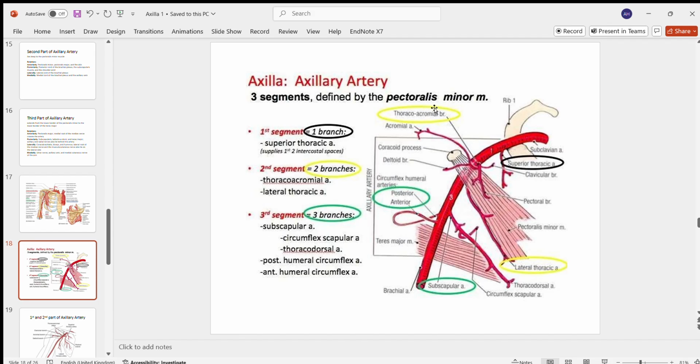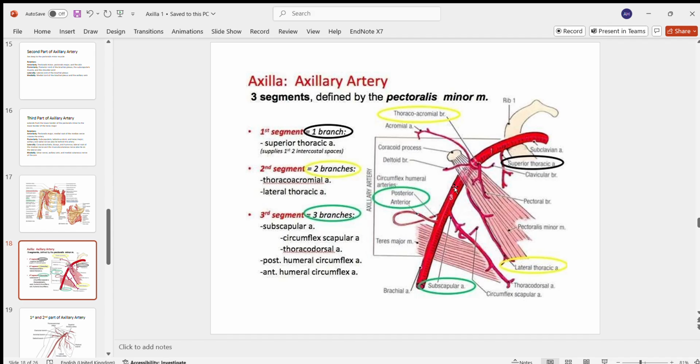So the thoracoacromial branch of the second part of the axillary artery is further subdivided into four parts: the acromial part, deltoid part, clavicular part, and the pectoral part. The second branch coming off from the second part of the axillary artery is the lateral thoracic artery, and it is passing along the lower border of pectoralis minor muscle, as you can see here, and it supplies the breast tissue in the males and females both.